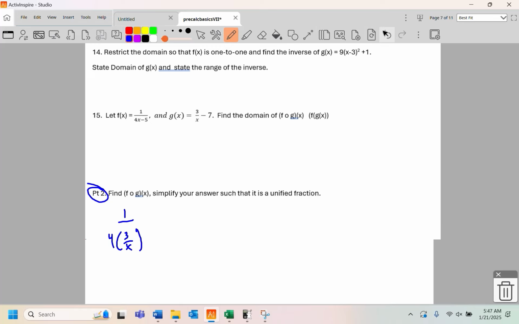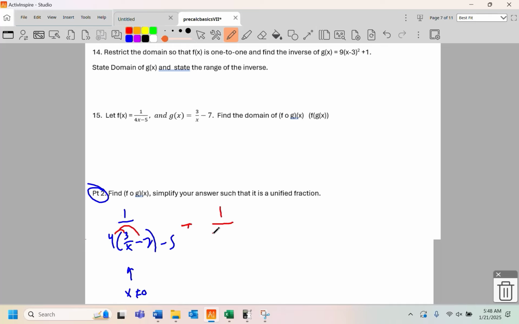Oops. Minus 7. And then minus 5. So if you look at this ugly thing, I can tell you right there that x can't be 0, because if x was 0, this thing would never exist. It's going to change colors on me. And we're going to go ahead and clean this up just a little bit. Distribute this 4.